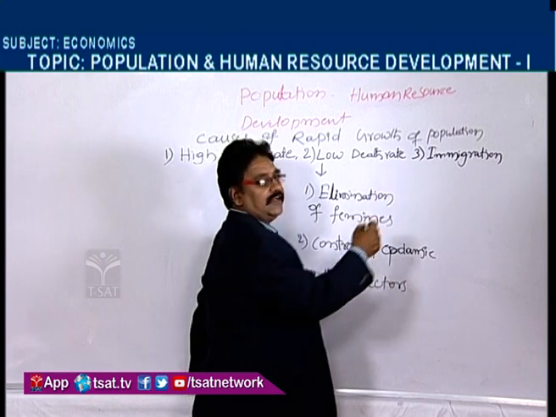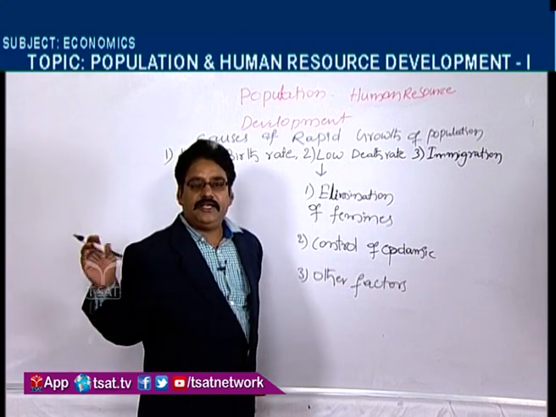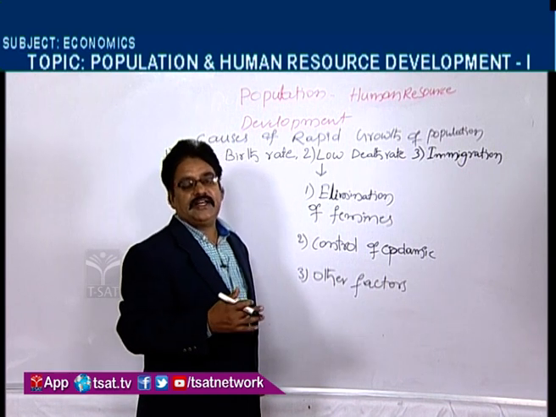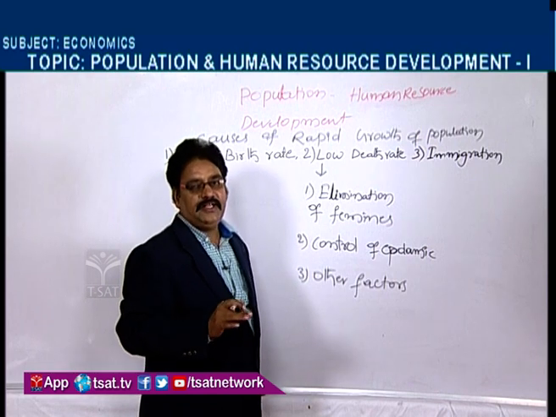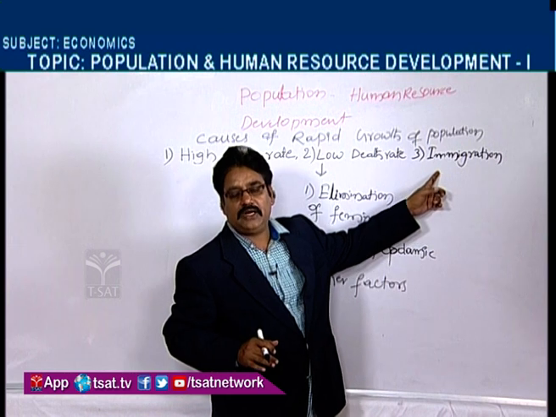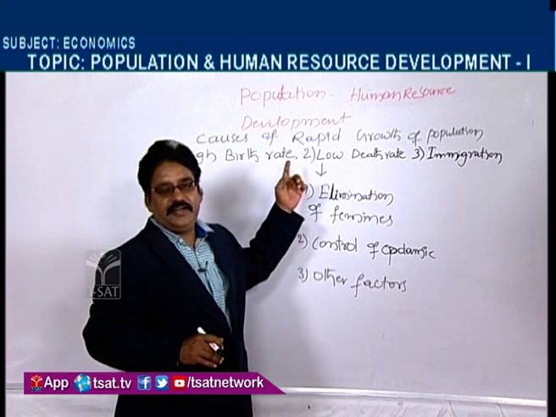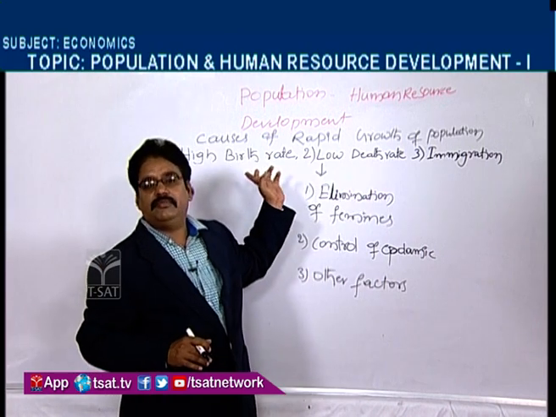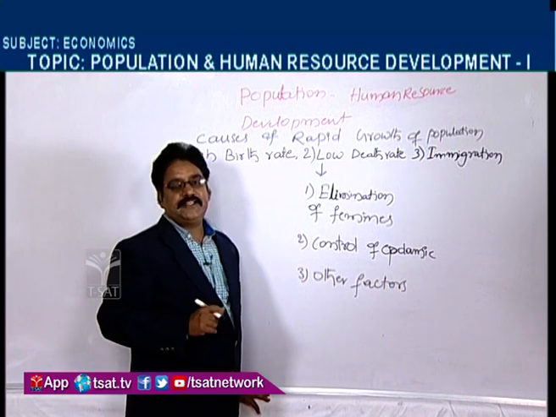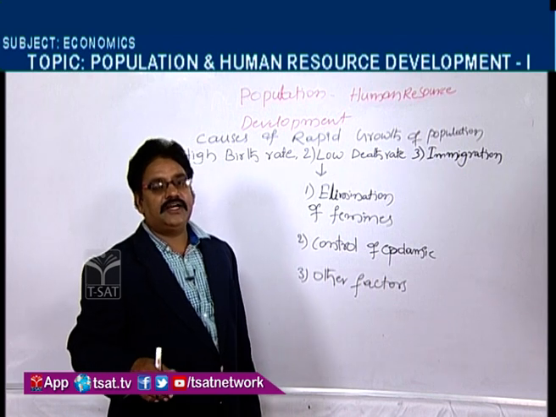And the third factor is immigration. Immigration means a group of people migrating from one country to another for the purpose of doing a job. But we do not observe this in India, and this is not a cause for the rapid growth of population in India. These are the causes we discussed, and now we are going to discuss the remedial measures.